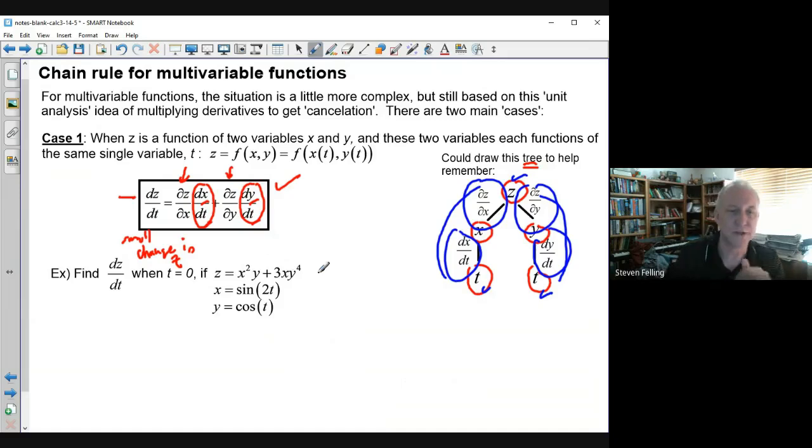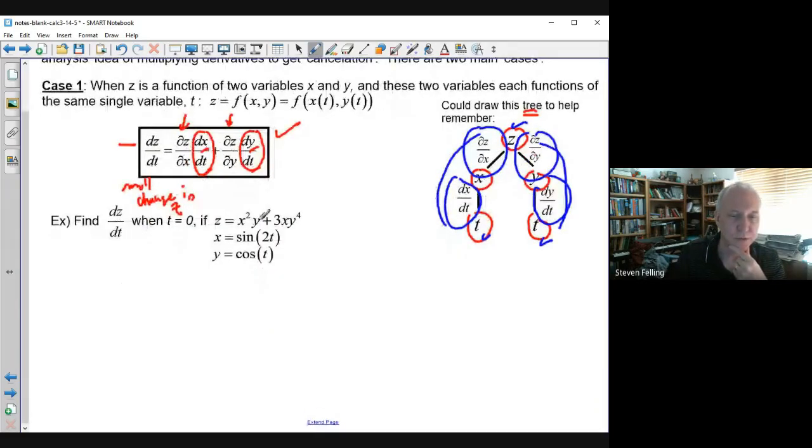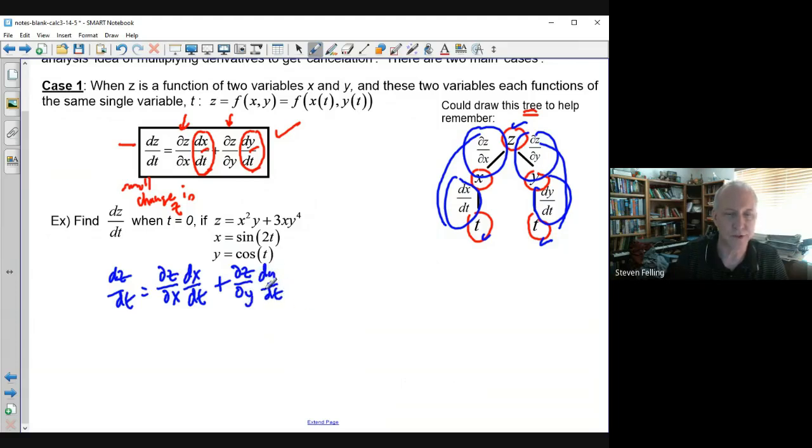Let's say that I had z is defined as x squared times y plus 3x times y to the fourth, but then x is sine of 2t and y is cosine of t. And I wanted to find dz/dt at a particular time, right? So the first thing is I would say, okay, z is a function of x and y. So dz/dt is going to be, first I have to say, how does z change with respect to x, then times how much x is changing when I change t, plus the amount that z changes with changes in y times the amount y is changing when I change t, right? So that's just copying the formula.